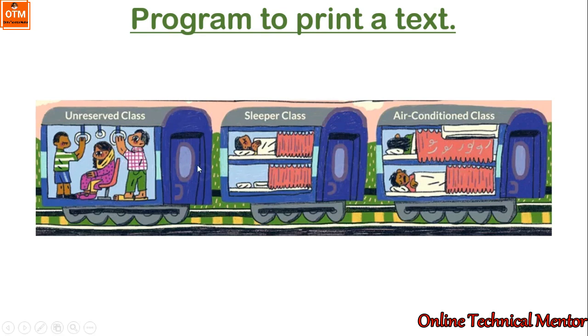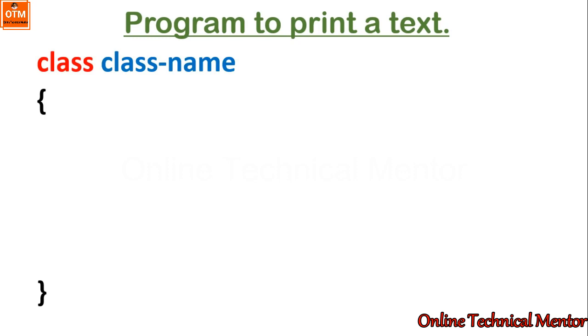Here, the left compartment is the unreserved class, the middle one is the sleeper class, and the right side compartment is the air conditioned class. So all trains which run through reservation have some classes. Just like this train, each and every program of Java contains a class. So whenever we write programs in Java, we have to declare a class, and every class has a class name.